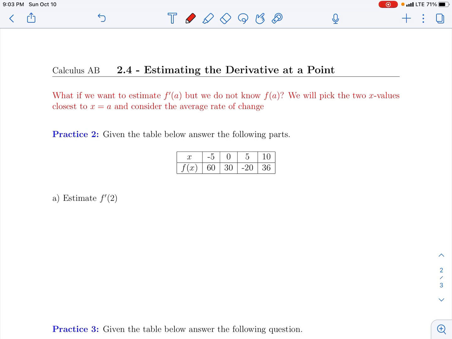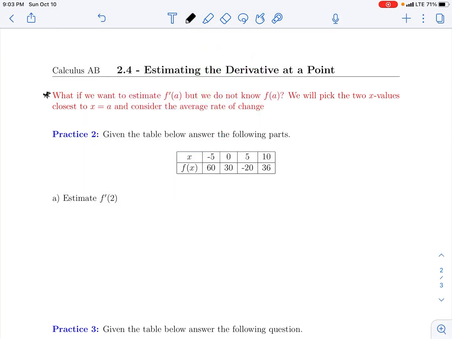Okay, so now we're going to look at an example where f of a isn't in the table. So here I'm just saying, what if we want to estimate the derivative at our point x equals a, but we don't even know what f of a even is? Like x equals a is just not found in the table. So what we're going to do is pick two x values closest to x equals a, and then just consider the average rate of change between those values.